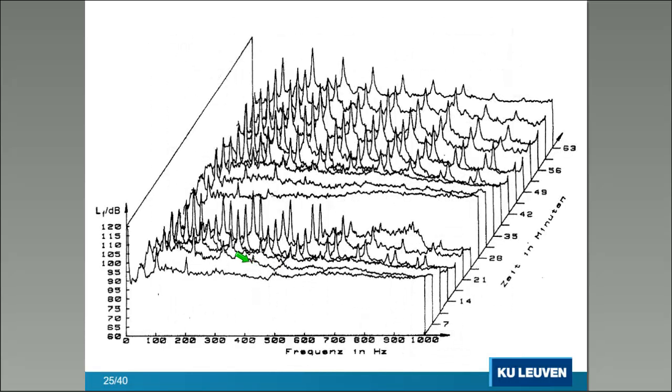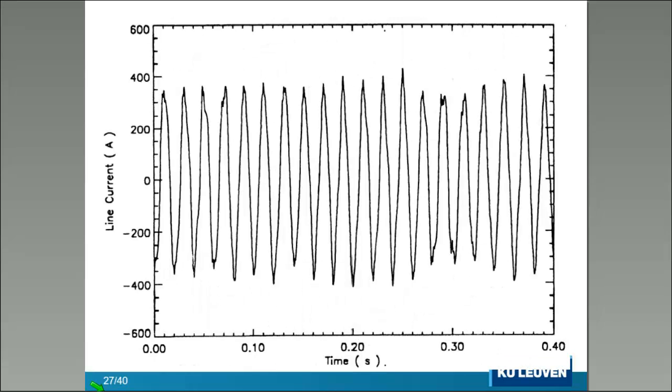I go back to this noise spectrum because the noise level is very high with an arc furnace system. You see here up to 120 decibel. So it is a system that makes really a lot of noise, which is a drawback, of course, of this industrial installation. Then another more tricky, more nasty impact on the electrical system is the flicker problem.